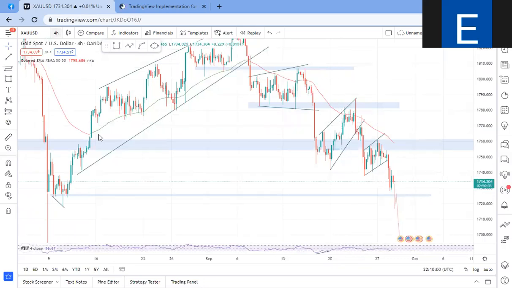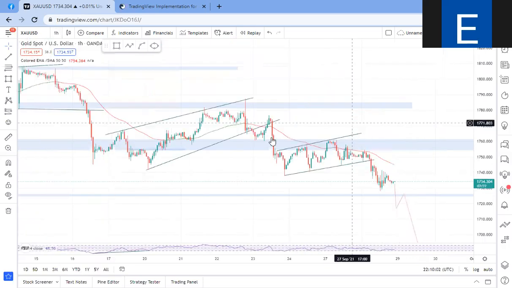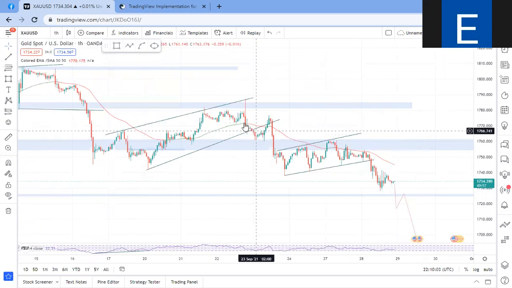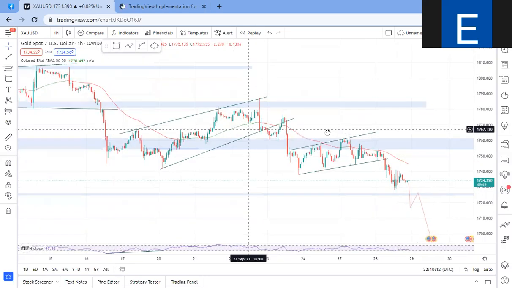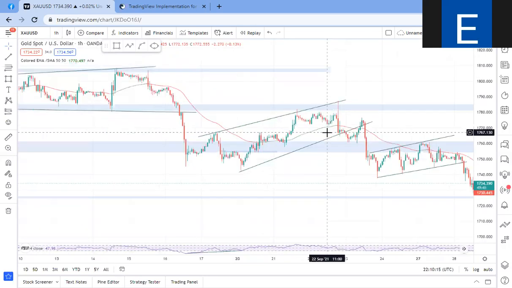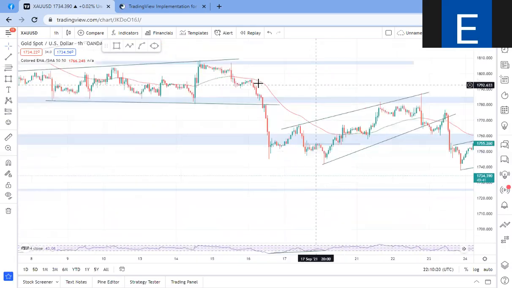But since it was on the 1 hour, I was like, okay, I think it's already breaking below it. And I took a sell here. While on the 4 hours, it was actually still retesting the channel. So that is how it also goes with this time frame. The higher the time frame, the better the chart pattern works.